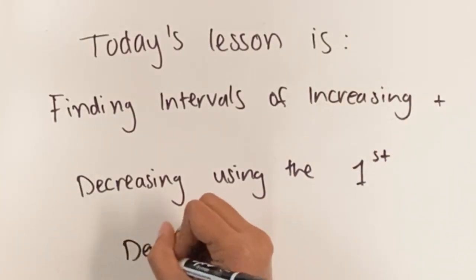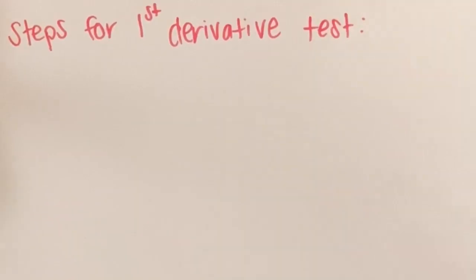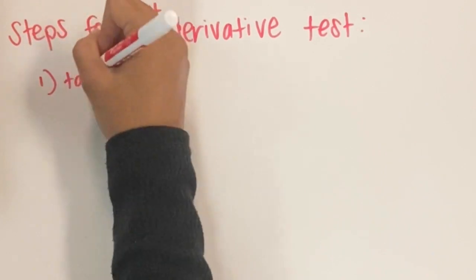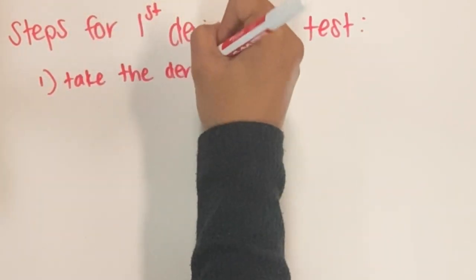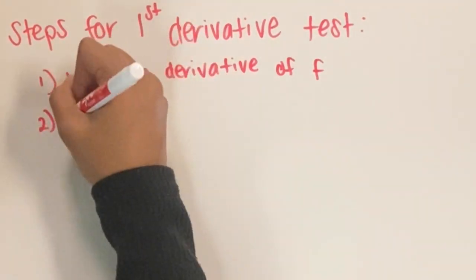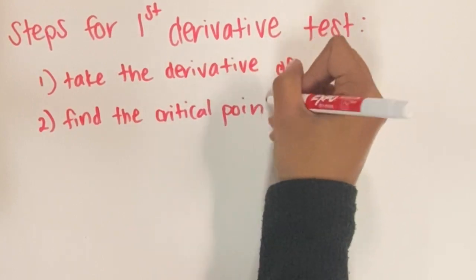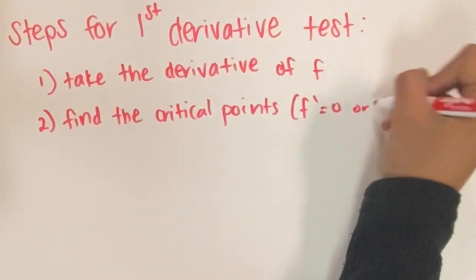Today's lesson is finding intervals of increasing and decreasing using the first derivative test. The steps for the first derivative test can be summed up like this. The first step is to take the derivative of the function f. The second step is to find the critical points. Critical points are where f prime equals 0 or where f prime is undefined.